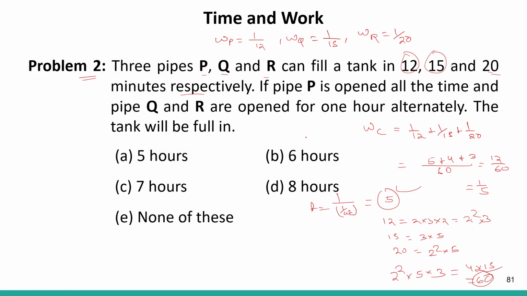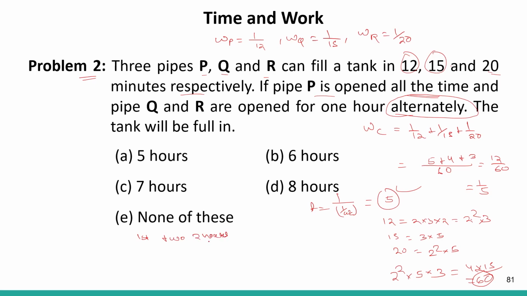Okay, but here the scenario is a little bit different. So if pipe P is open all the time, so 1 by 12 work rate is always happening. And pipe Q and R are opened for 1 hour alternatively. Here the term alternatively. So that's why we need to see the whole question first, then solve it. So what is happening here is, since they are opened alternatively, let's see for the first 2 hours. What happens in the first 2 hours?